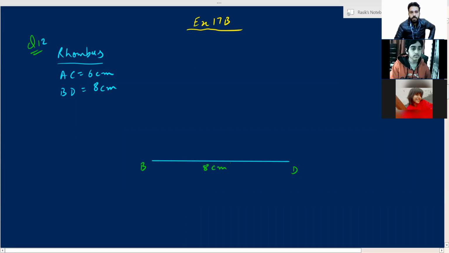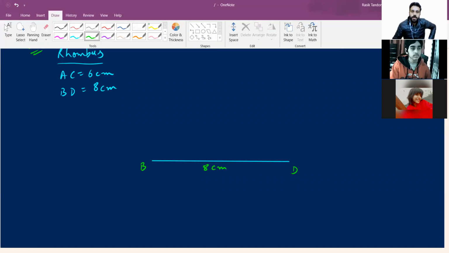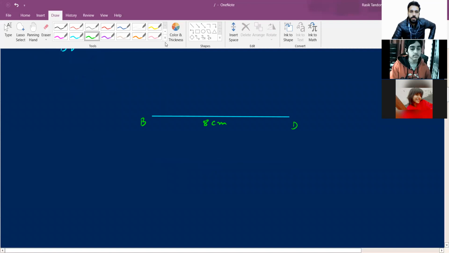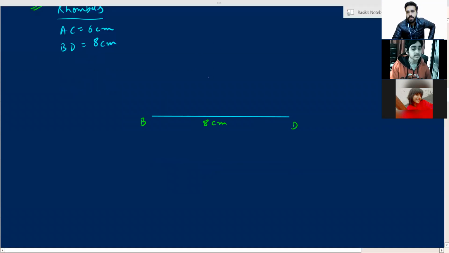Now we will draw the perpendicular bisector of BD. Why are we drawing the perpendicular bisector of BD? Because in a rhombus also the diagonals are perpendicular bisectors of each other. But in a rhombus the diagonals are not equal. This is the difference between a rhombus and a square. In a square and in a rhombus, the diagonals are perpendicular bisectors, same thing. But the difference is the length of diagonals in a square are same, but in a rhombus they are not same.